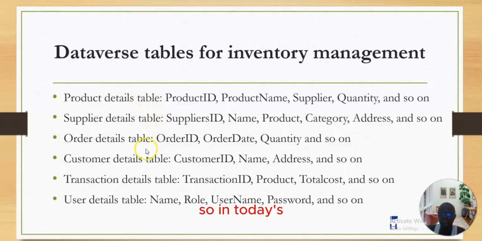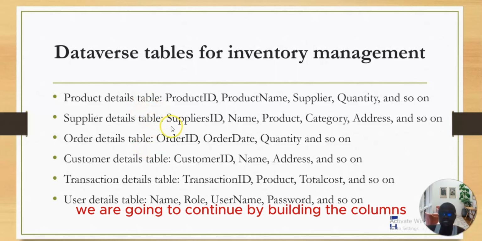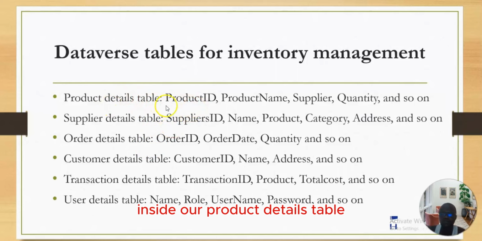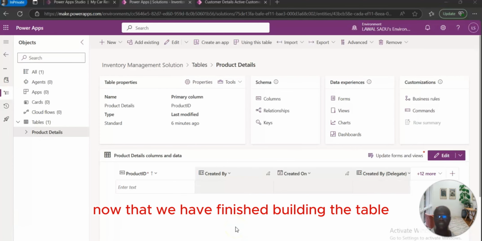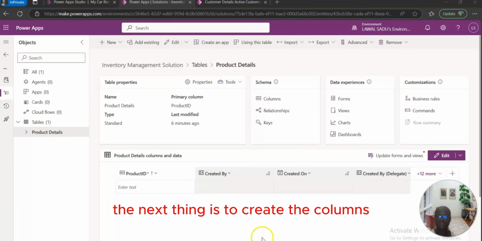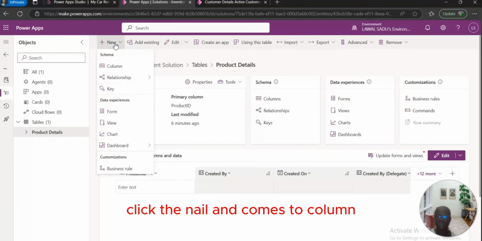So in today's video, we are going to continue by building the columns inside our product details table, and also we'll look at how we build other tables in our Dataverse. So let's get started. Now that we have finished building the table, the next thing is to create the columns. So let's come to our command bar, click New, and come to Column.